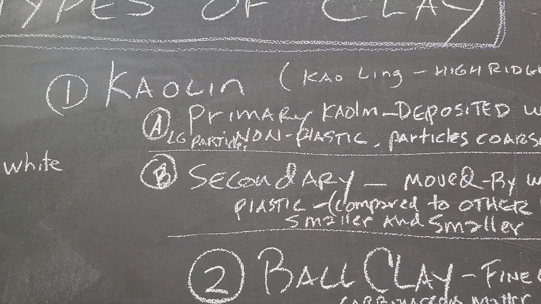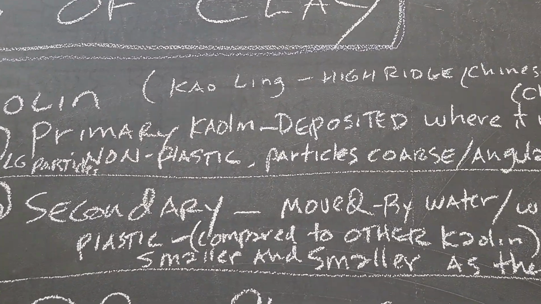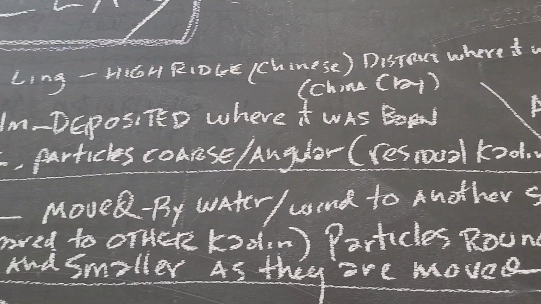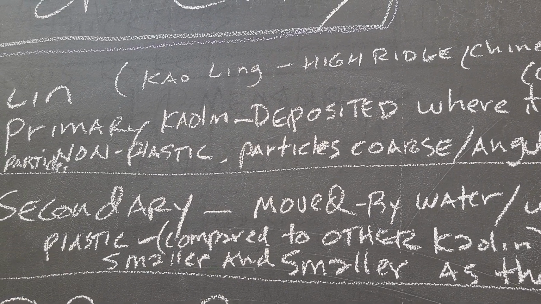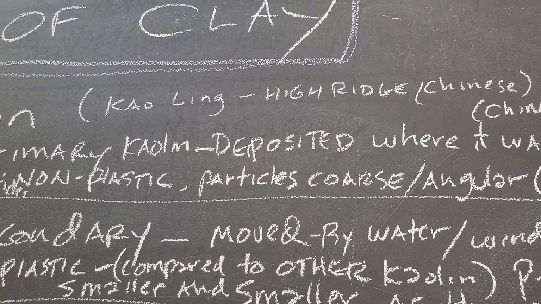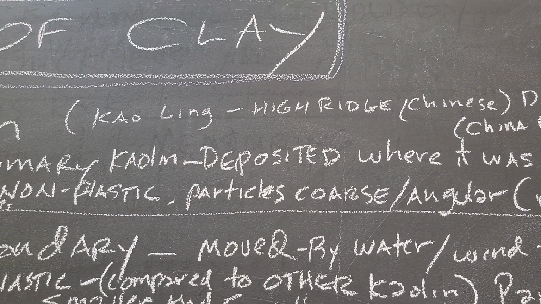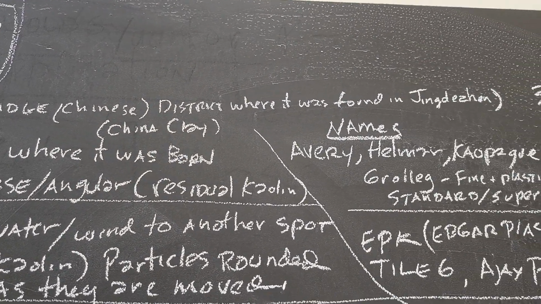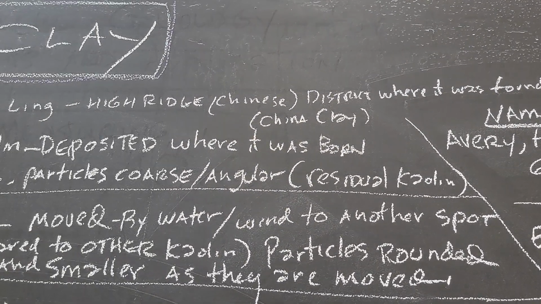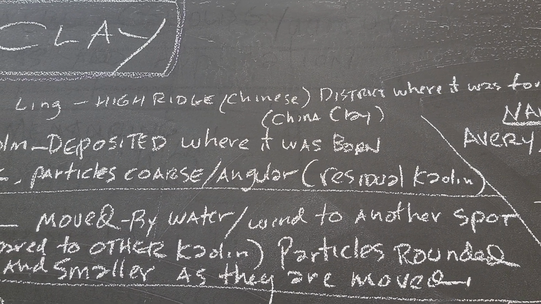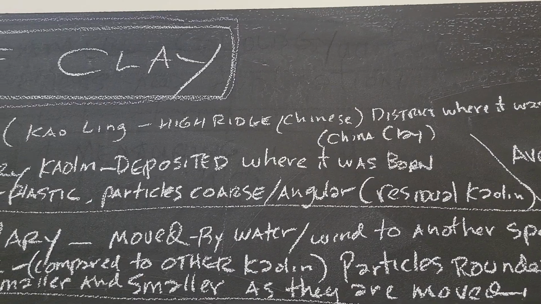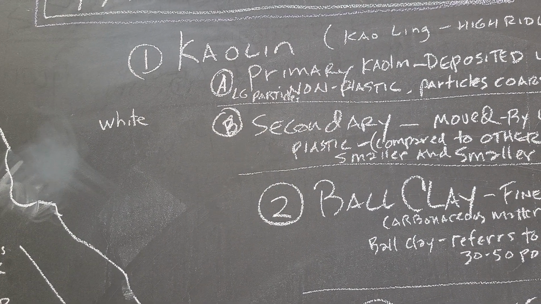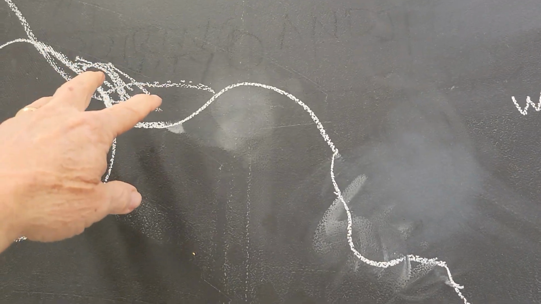And so it's got large particle size. It's non-plastic. Particles are coarse and angular, and it's also called residual kaolin. So it resides where it was born. Kaolin is Chinese for high ridge. I know that's probably not correct. I don't speak Chinese, but it's just an idea. Whereas it's a district in Jingdezhen, and that's probably why they call it China clay. Well, we generally refer to China clay, but that just means kaolin for us English speakers. Okay, so it's a white primary kaolin that is going to be deposited here.